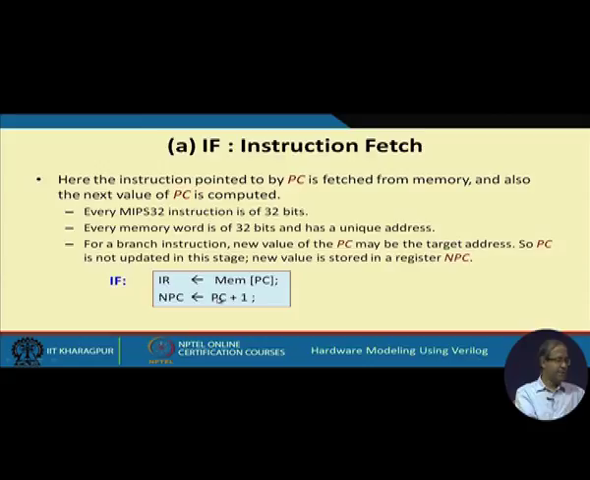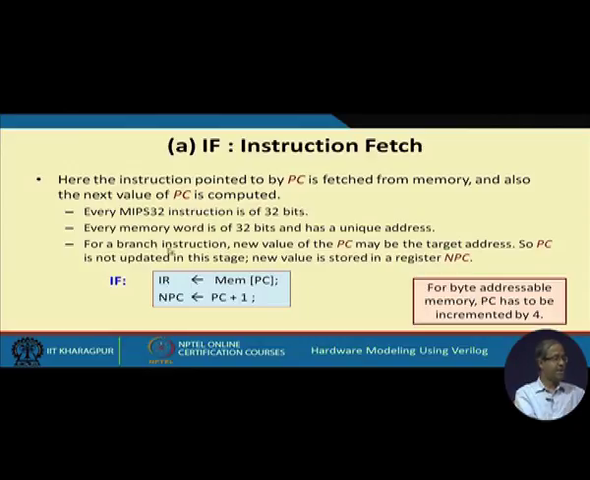And you increase the PC and do not store it back in PC, because for a jump instruction the target address can be something else, and you do not know it yet. So you use another register called new PC, NPC, and store it temporarily in NPC. This is what we do during the instruction fetch stage, right.